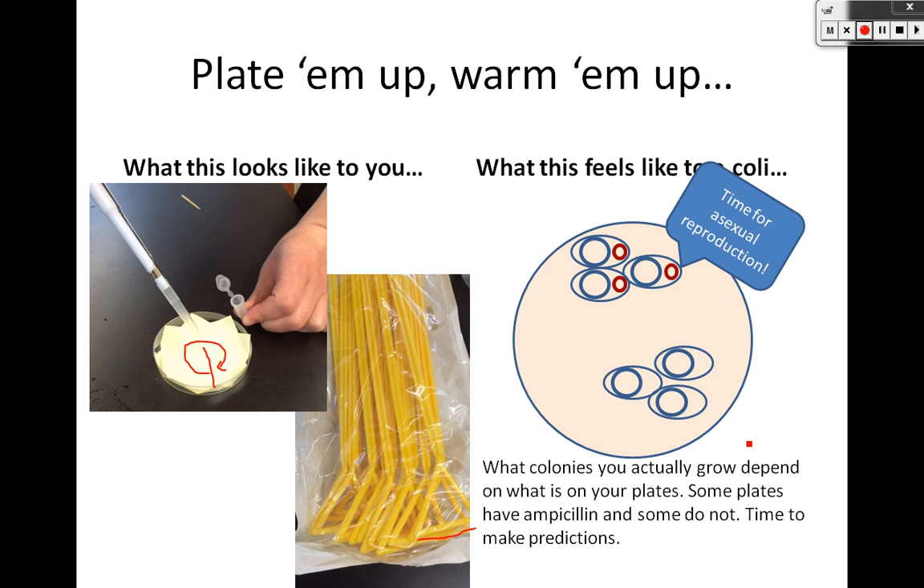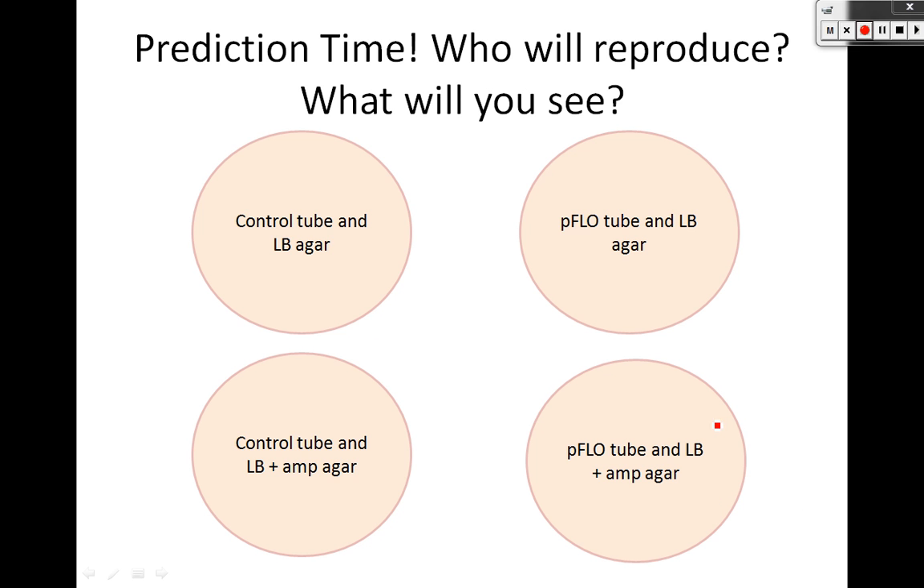And so once you've plated, you're going to put them into an incubator overnight, and we'll check in on them the next day, and you'll get to see what grew. And what grows depends somewhat on what you have on your plates. It also has to do with how well you followed the protocol, but some of it has to do with what you have on your plates. And some plates have ampicillin and some do not. So let's look at your 4 plates.